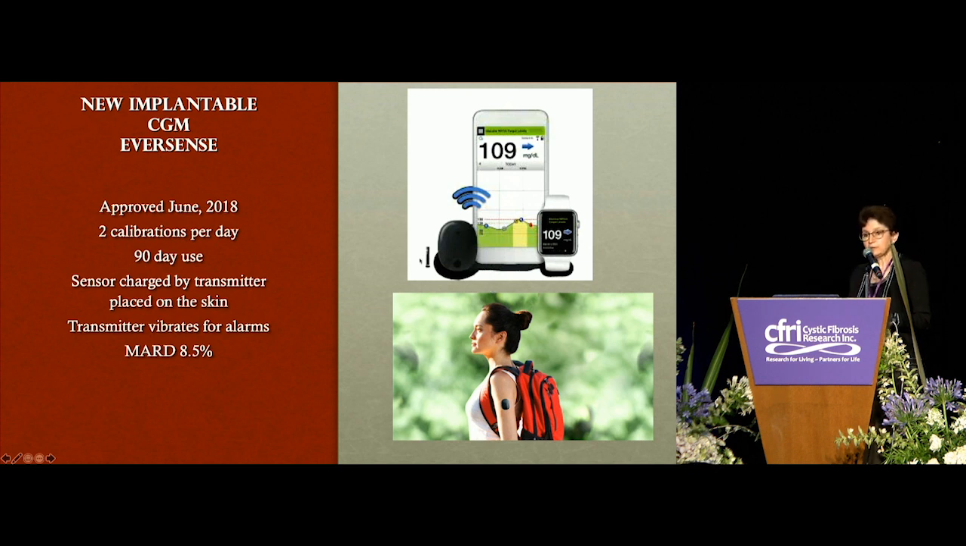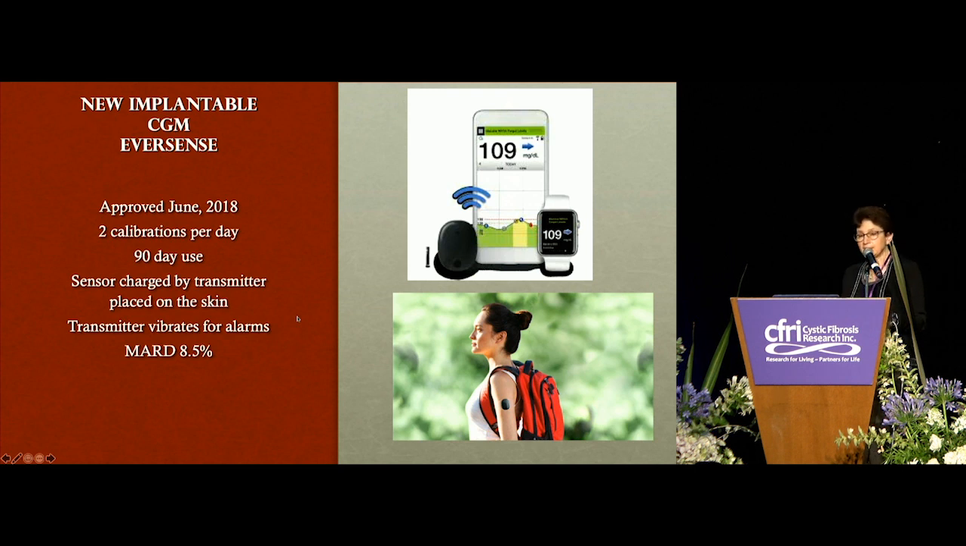It still does require 2 calibrations per day. It's a 90-day use, so for 3 months you don't have to do anything. You don't have to insert it as you have to do with Dexcom and Libre. The sensor is powered by the transmitter. The transmitter is charged daily, but it's only about 5 to 10 minutes of charging. It is so far the most accurate sensor on the market, a little bit more accurate than others.